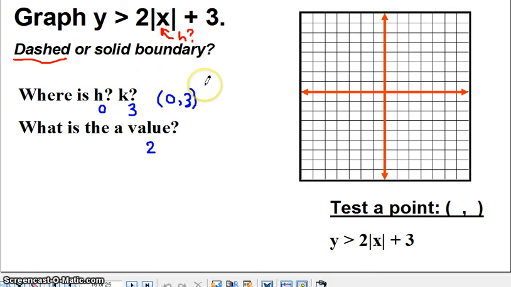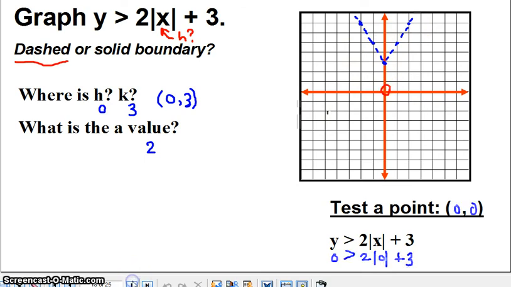So our vertex is 0, 3. That's where we'll begin the V. And our A is 2, which resides in front of your absolute value symbols. So we will be more steep on the sides of our V graph. So here's how our V looks. 0, 3, here's our vertex, and we go up and over 2, more steep on our sides, so there's our V.